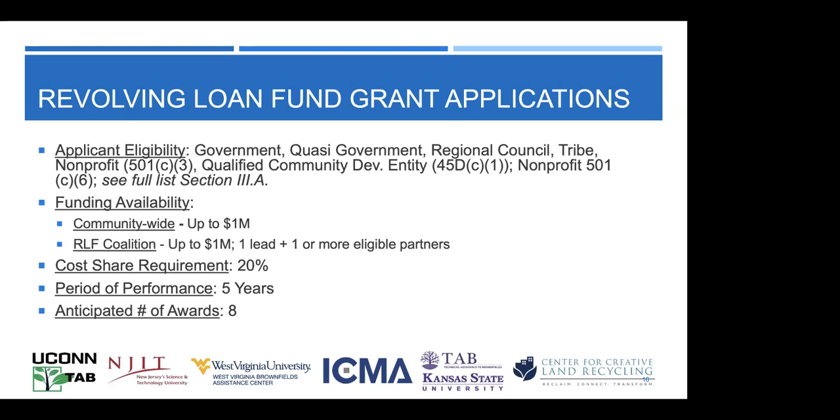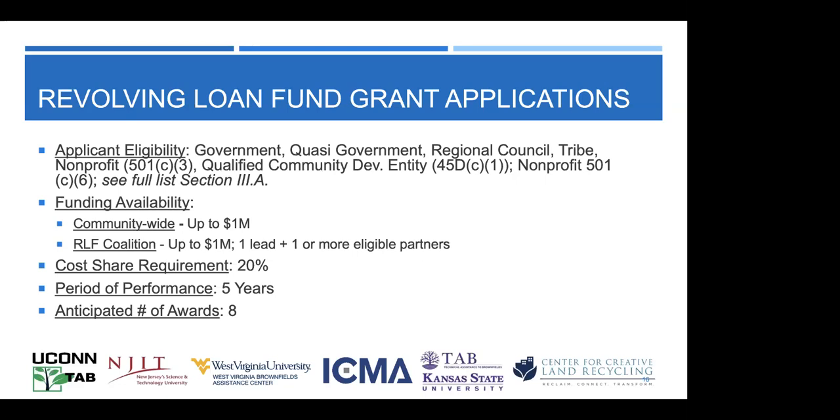So eligibility, we went over that, and then up to $1 million. It is a lot of money. Back when I managed one, it was a 60-40 split. So you had to loan 60% and 40% you could sub-grant out. And so basically you set up the terms, right?